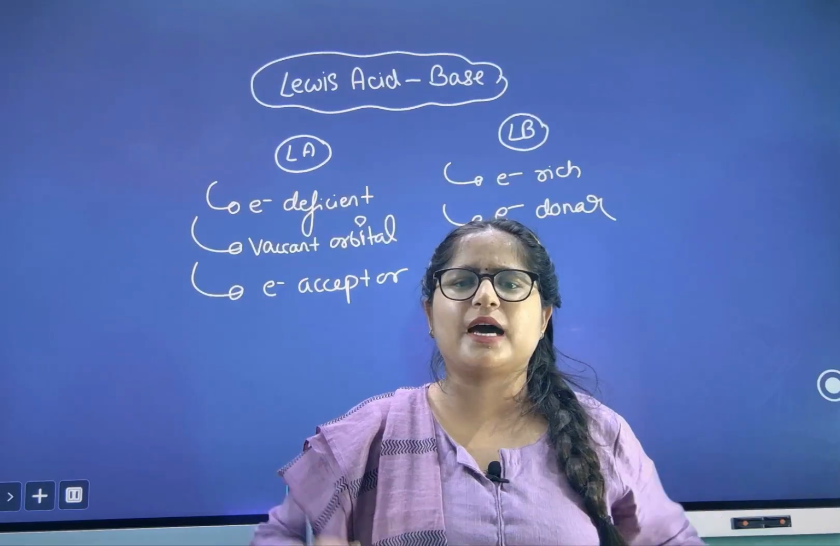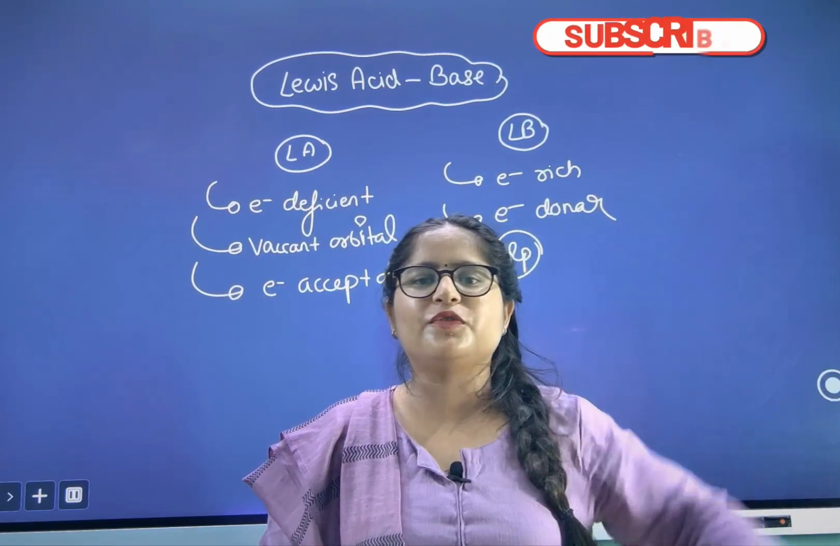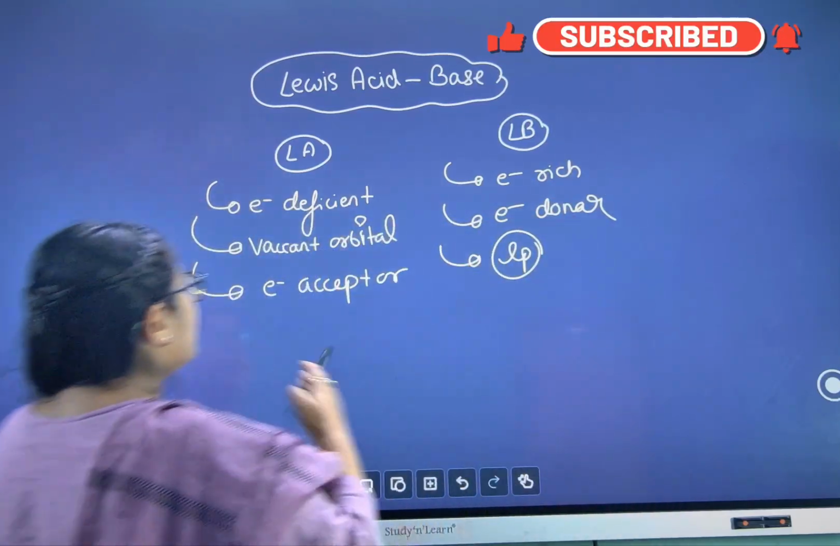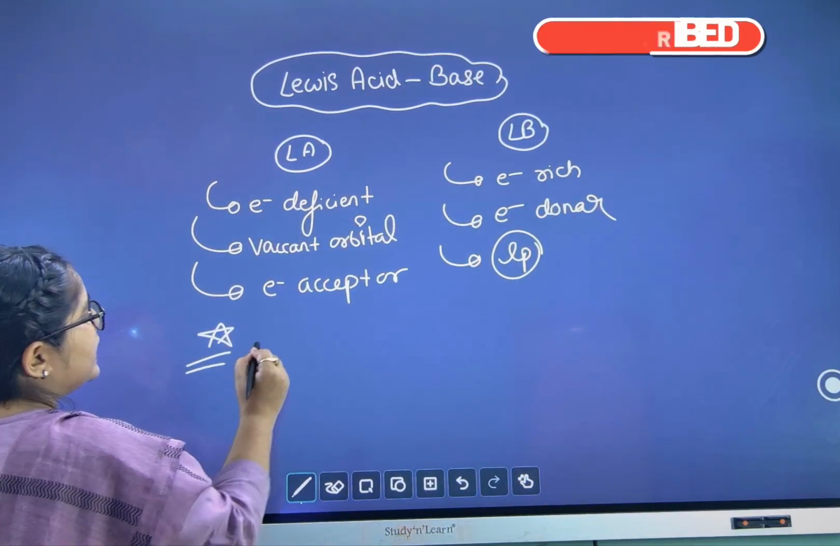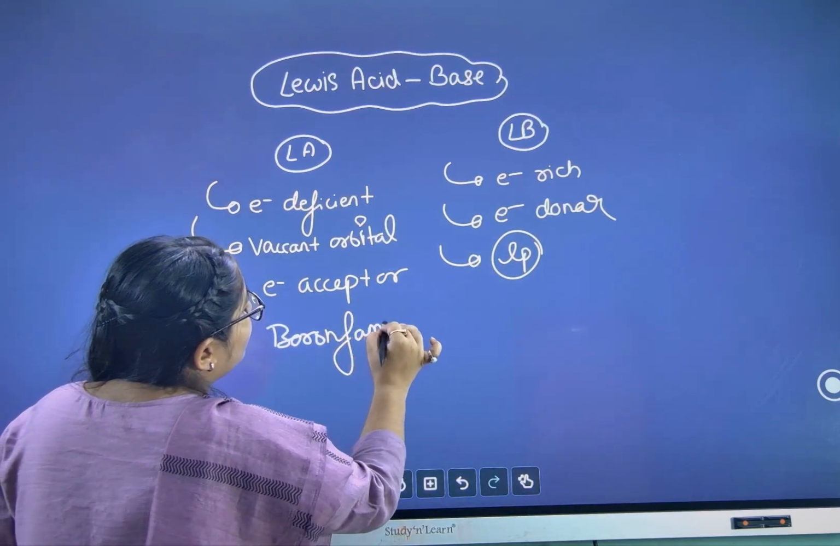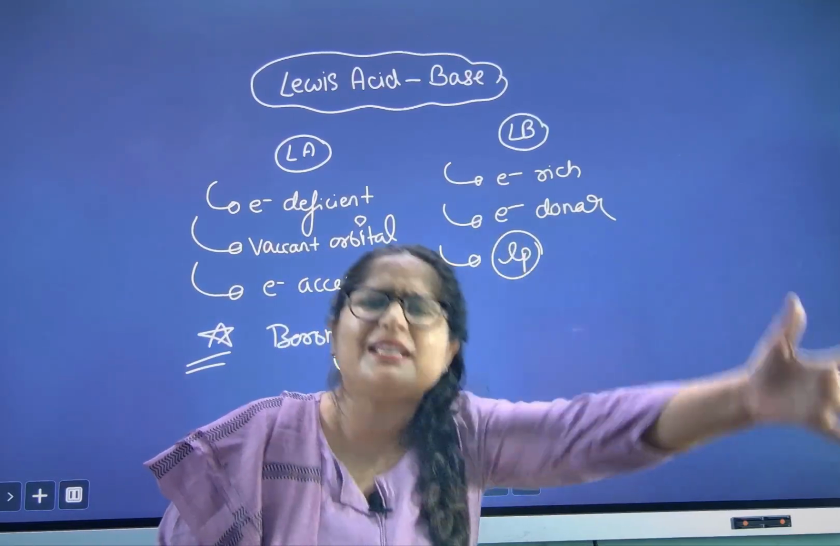Okay, so let us see the star point. How will you identify in the question? Electron deficient, vacant orbital? You will get confused. So you remember one Nitya ma'am star point. Let us start from here. What is the star point for Lewis acid? Boron family. You just see anyone from the boron family, surely it is a Lewis acid.